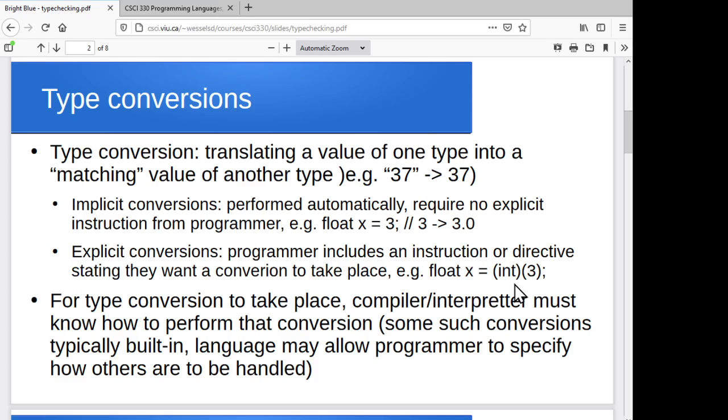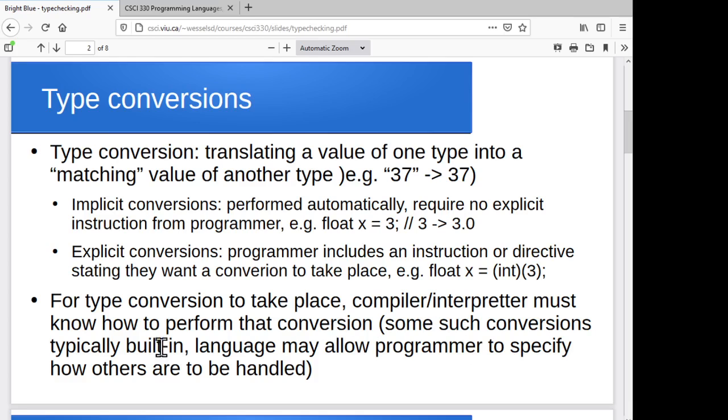And so you're telling the compiler to stick in whatever code is necessary to do that conversion for you. And as long as the compiler knows how to do that, you're okay. So there's got to be some way for the compiler to know what code to actually use to carry out that conversion.